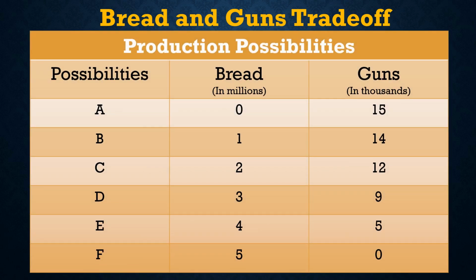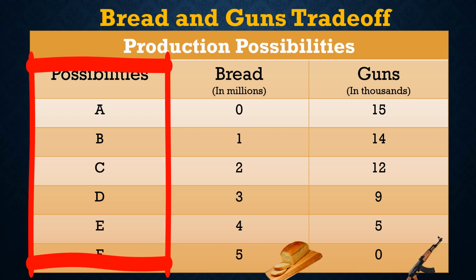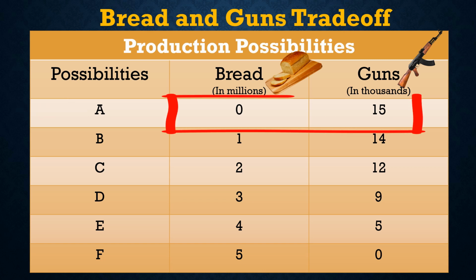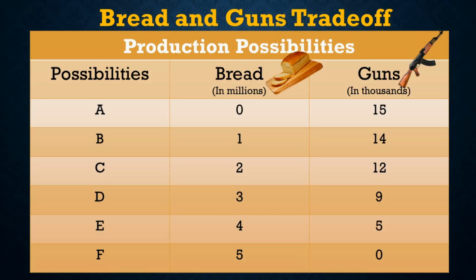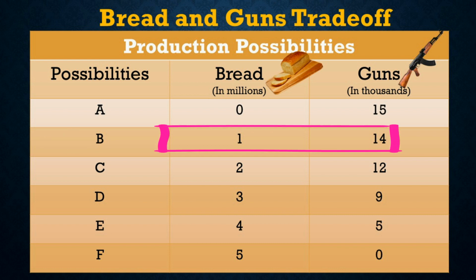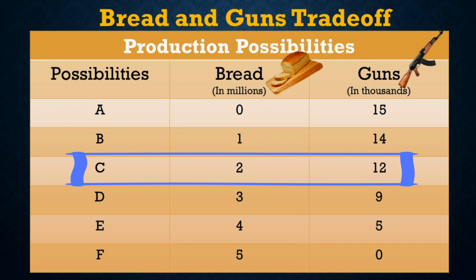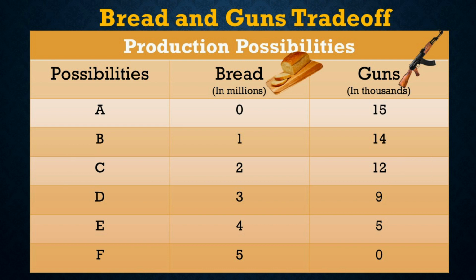Now let's assume the following production possibilities. Here are 6 possibilities. In possibility A, the country is utilizing all its resources to produce only guns and 0 bread. In possibility B, 1 million bread is produced, whereas 14,000 guns are produced. In possibility C, 2 million breads are produced and 12,000 guns are produced. So this is the assumed data. Let's plot this data into a PPF graph.